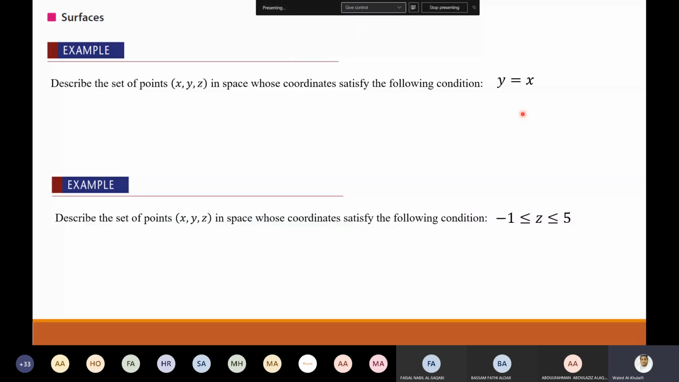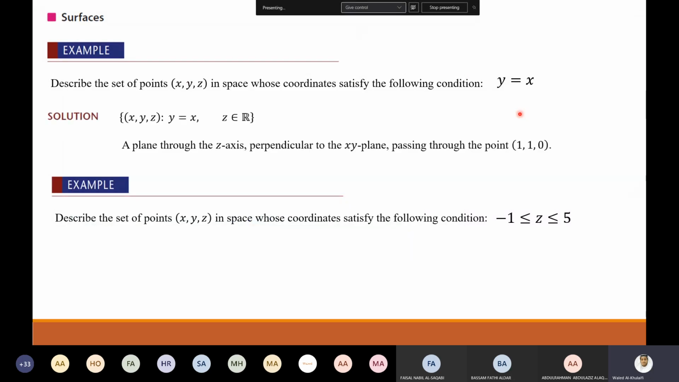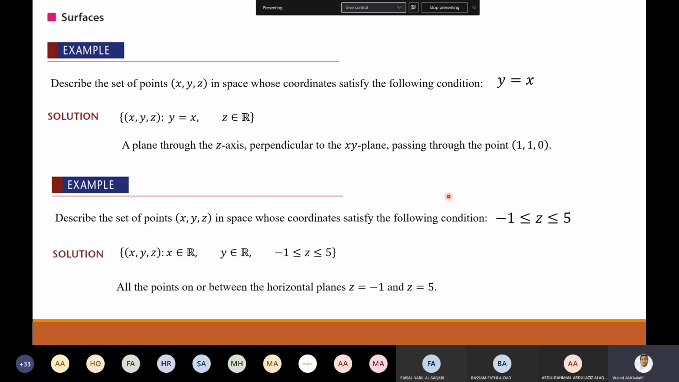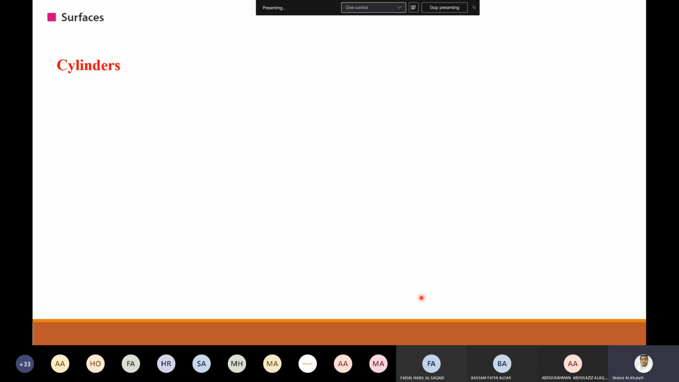Okay. So this is the first one. We say the plane perpendicular to the xyz, passing the point this. And this is all the points on or between the horizontal planes z equal -1 and z equal 5. So I hope at this point we can visualize the regions. If someone gives us regions, a few planes, we can describe them in xyz space.